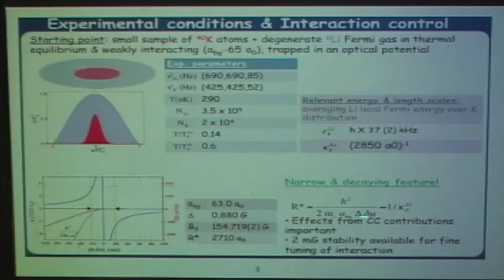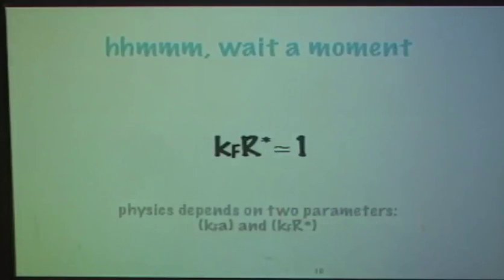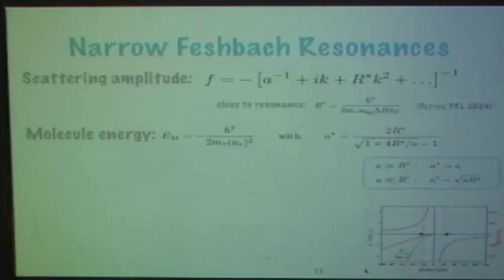One can define a so-called effective range, and this is of order the inverse Fermi momentum. Therefore, this brings about strong finite range effects in the problem. So this will mean that if this number is large, or comparable to 1 at least, the physics in play depends on two parameters, not only k_F a, as usually for a broad Feshbach resonance, but also k_F R star. And this will basically model the width of the resonance. Small k_F R star means broad resonance, and large k_F R star means narrow resonance.